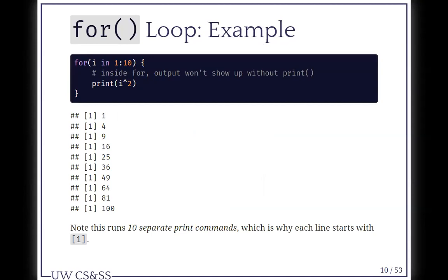Here's an example, a small one written in R, where we would say, for i in the numbers 1 to 10, print i squared. And so for the first index, 1, it'll print 1 squared. And for the second number in our vector here, it'll print 4, and so on through 10.